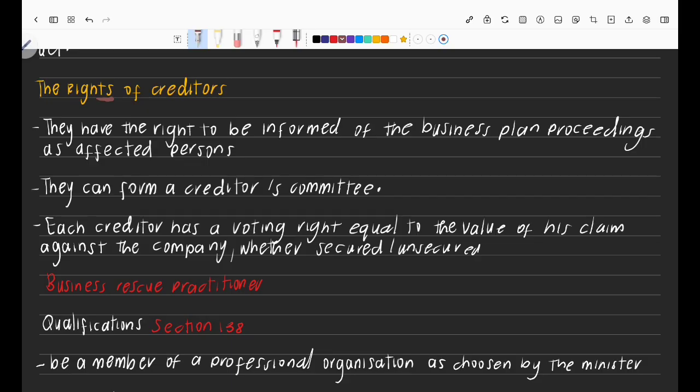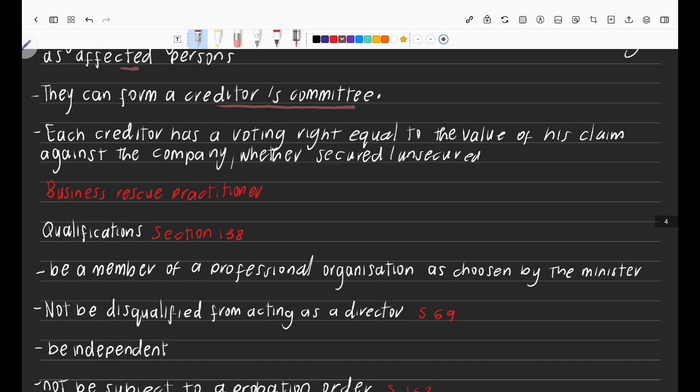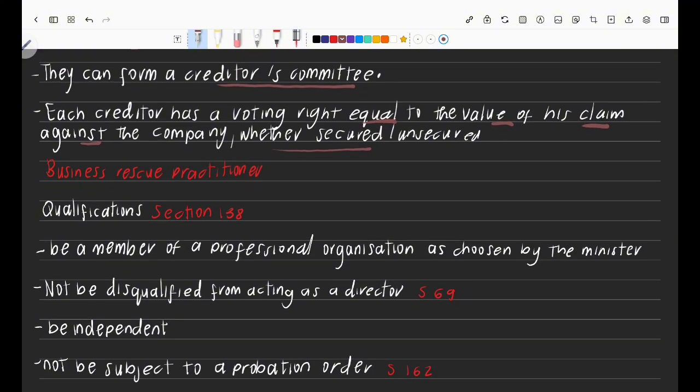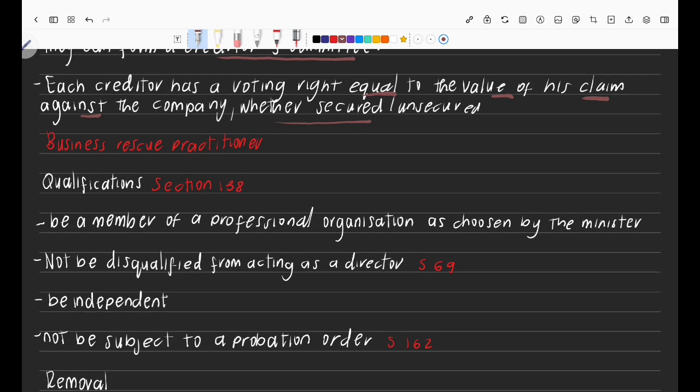Right. What about the rights of the creditors? So they have the right to be informed of the business rescue proceedings as affected persons. They can form a creditors committee. So each creditor has a voting right, which equals the value of his or her claim against the company, whether secured or unsecured. So they have voting rights equal to the claim that they had against the company. So whatever the company was owing them, they can claim to that extent. They can vote to that extent.